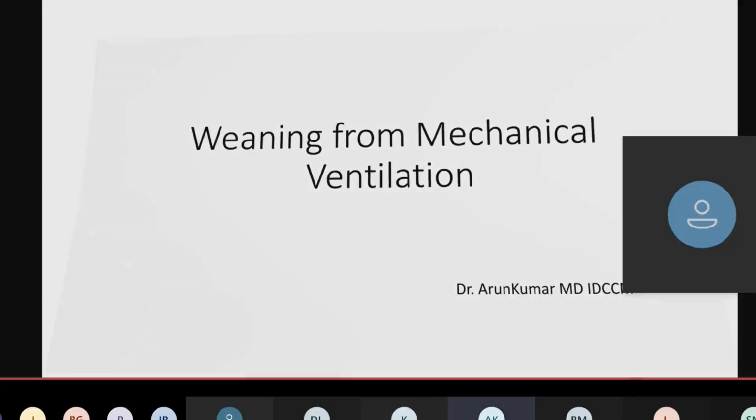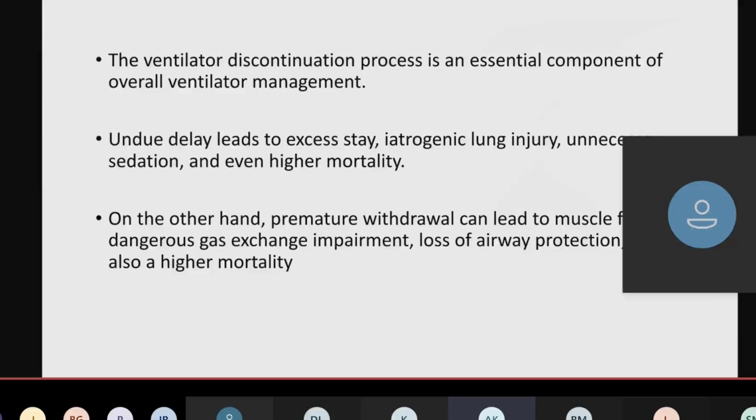Basically, the ventilator discontinuation process is an essential component of overall ventilator management. As you know, it is not just ventilating the patient. It is not just helping in intubating the patient. The whole process, right from when the patient gets intubated till he gets extubated, and post-extubation care, all comes under ventilatory management. It is not just managing the ventilator. So everyone should be aware of weaning any patient on a ventilator.